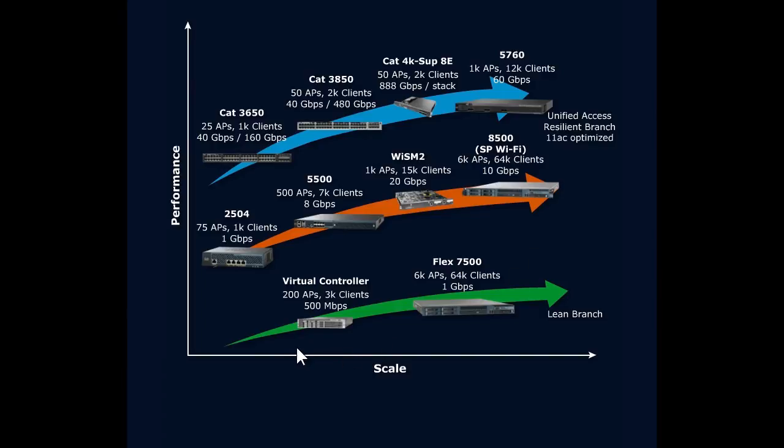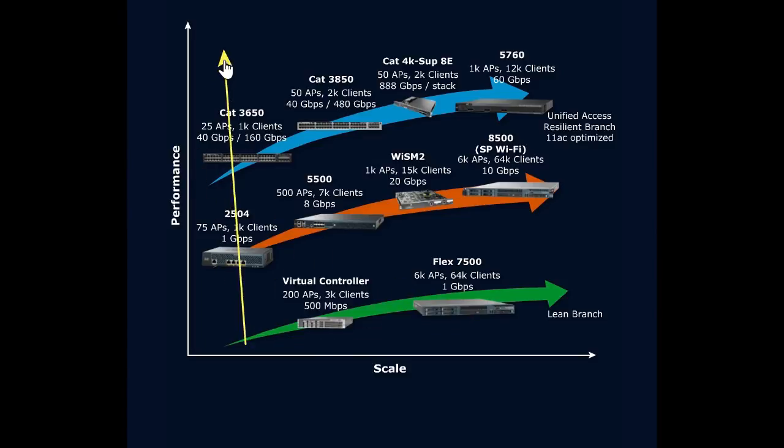All right, so how many access points and clients do I need to support? Notice as we look at these different components, we see 200 access points, 6,000 access points, 75 versus 500 versus 1,000 versus 6,000 access points. And then clients, right? 3,000 clients, 64,000 clients, 1,000, 7, 15, and 64,000 clients. So your purchase will cost more, but it will scale.